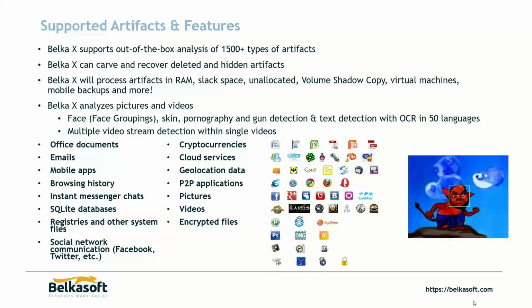The text detection utilizes OCR in 50 different languages. When that's pulled out, those results are searchable with the global search feature. And last here is the multiple video stream detection. So if someone's trying to hide a video within a video, Belkasoft X can detect that there are two tracks to that video and then show you both of those tracks inside of the product.